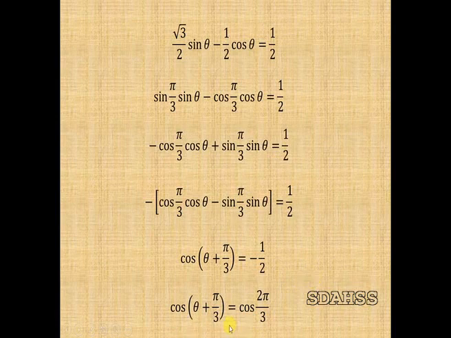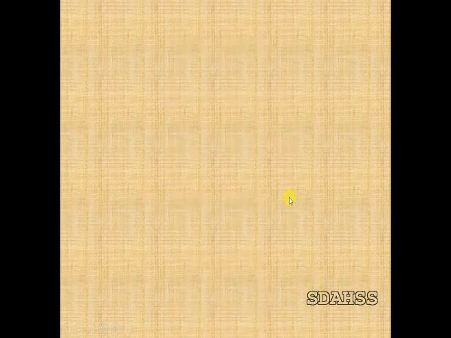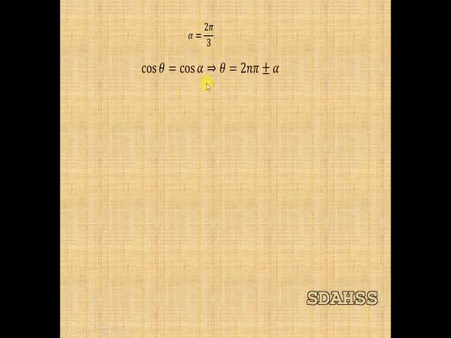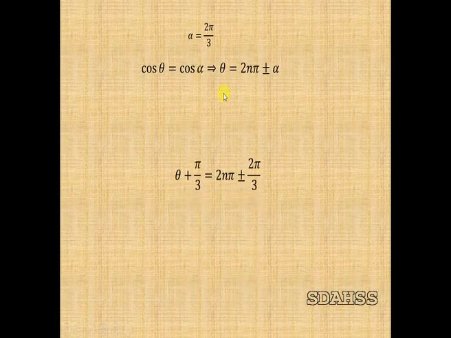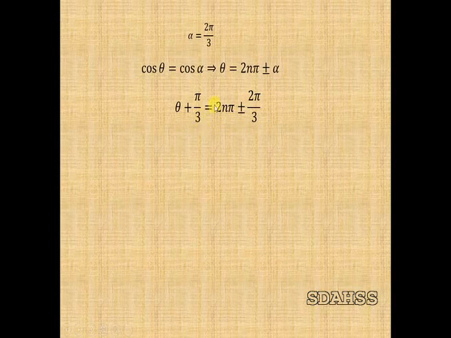Now this is of the form cos theta is equal to cos alpha. Cos theta is equal to cos alpha means alpha is equal to 2 pi by 3. We know that if cos theta is equal to cos alpha, then theta is equal to 2n pi plus or minus alpha. So you make use of this formula. So you have theta plus pi by 3 is equal to 2n pi plus or minus 2 pi by 3. You bring this pi by 3 to the other side, it becomes negative. So theta is equal to 2n pi plus or minus 2 pi by 3 minus pi by 3, where n belongs to Z.